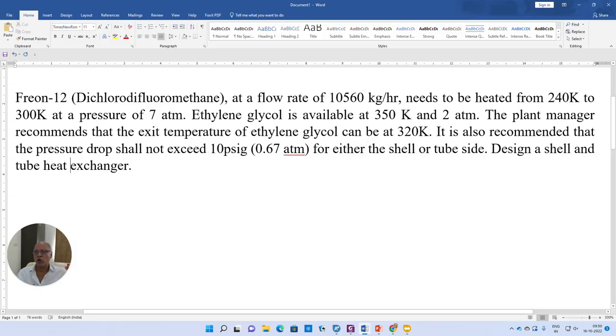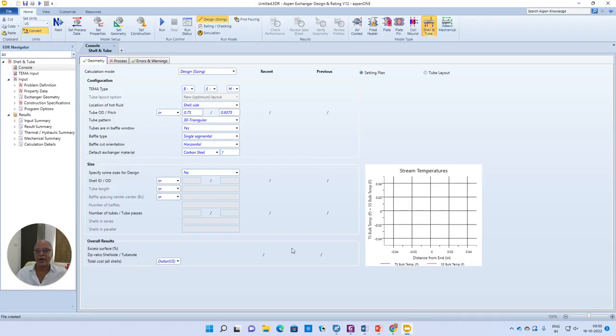We have two pure components. Cold fluid is freon. The flow rate is known to us, and it is being heated from 240 Kelvin to 300 Kelvin, and the pressure is 7 atmospheres. And the hot stream is ethylene glycol. It is getting cooled from 350 to 320, which is available at 2 atmospheres. Now we were given some pressure drop, so we'll try to provide this data into this Exchanger Design and Rating.